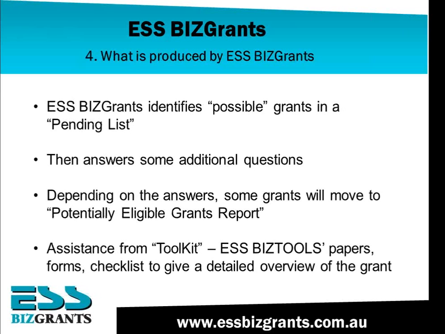What we do then within ESS BIZGrants is prepare a list of potential grants that a business might be eligible for. You will be required to look at that list and make decisions. It might be that the client's not interested in apprenticeships, he's had some apprentices and not been very happy with them. Or it might be that it's obvious that your client is not going to fit that criteria.